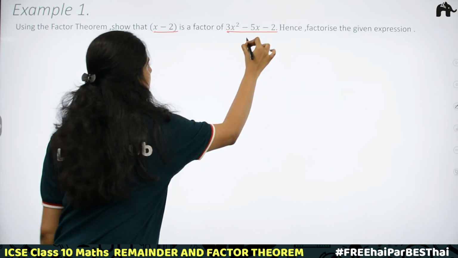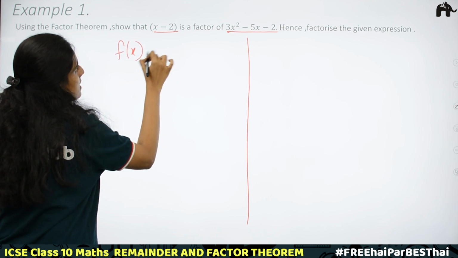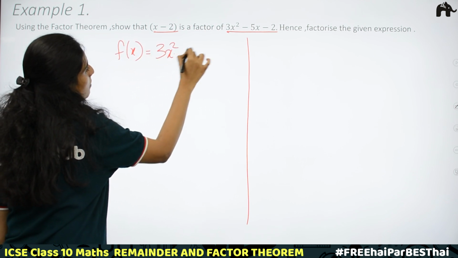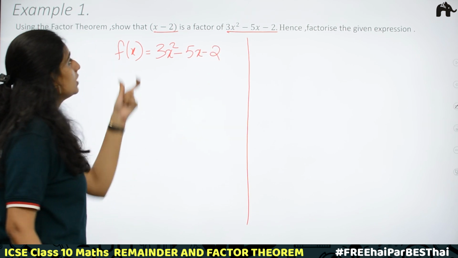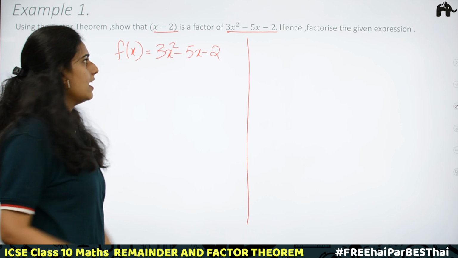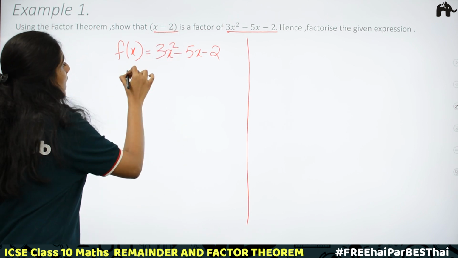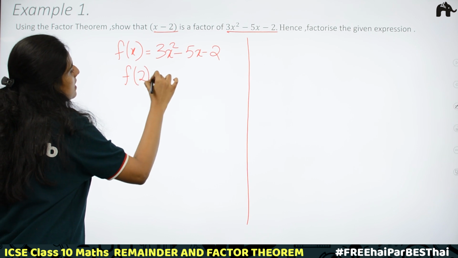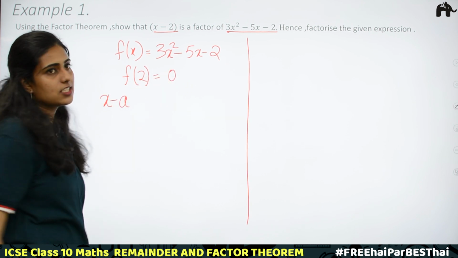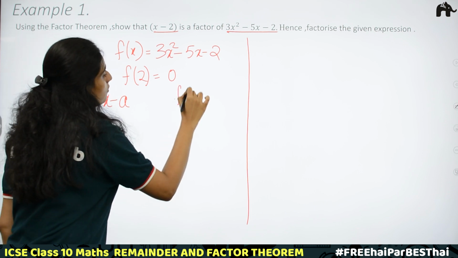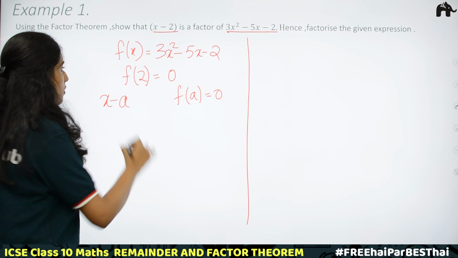Here, we have f of x, the function, is equal to 3x square minus 5x minus 2. We need to first show that x minus 2 is a factor. When do we get x minus 2 as a factor? If f of 2 is equal to 0. We know x minus a is a factor only if f of a is equal to 0. Let's see what f of 2 is.